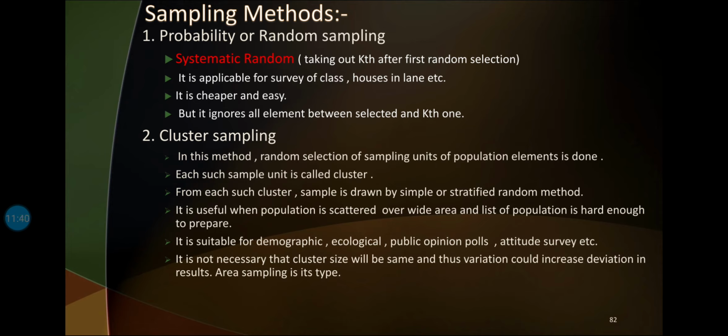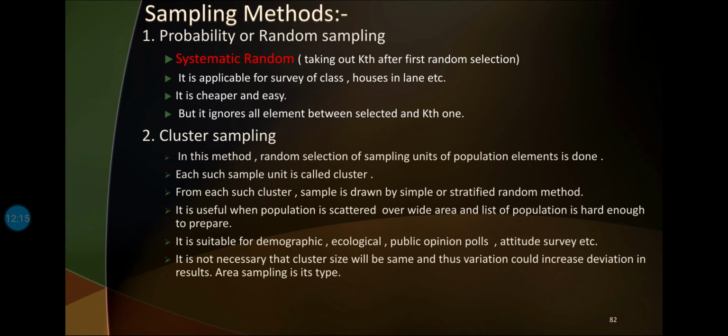Second method is cluster sampling. In this method, random selection of sampling units of the population elements is done. Each such sample unit is called a cluster. From each such cluster, a sample is drawn by simple or stratified random method. So what you will do is make small parts of the complete population, and from all those parts you will take out some samples.